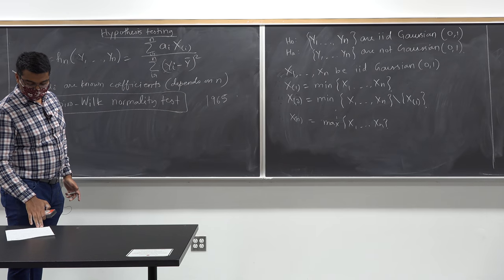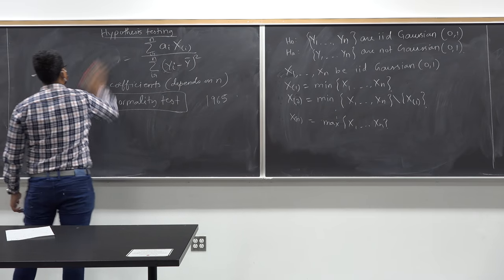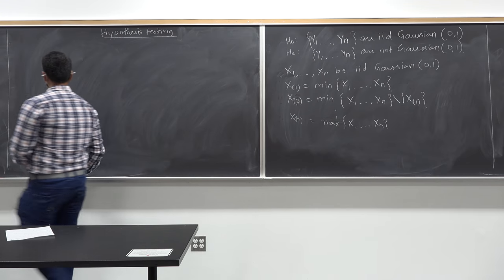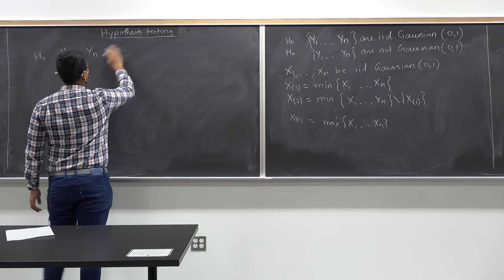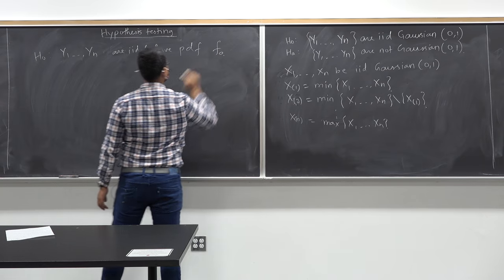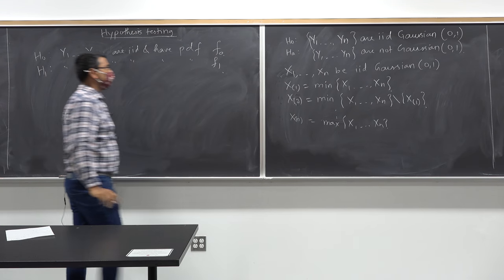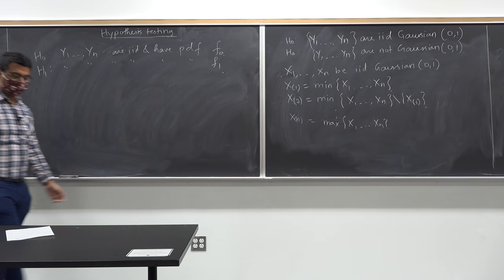Let me give you another hypothesis test. H0 is that Y1 to Yn are IID and have probability density function f0, and H1 is that Y1 to Yn are IID and have PDF f1. So I have two different density functions, f0 and f1, with the same support. And I want to figure out whether the random variables are coming from this probability density function or this one.